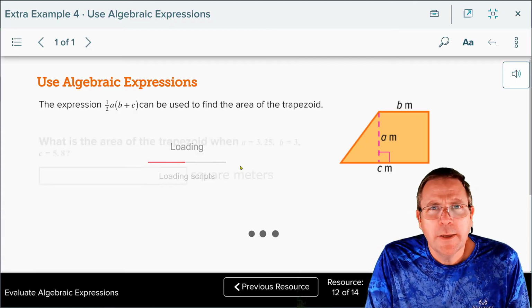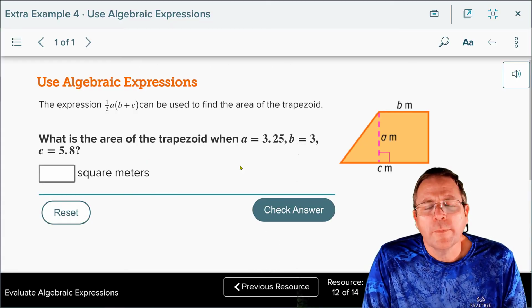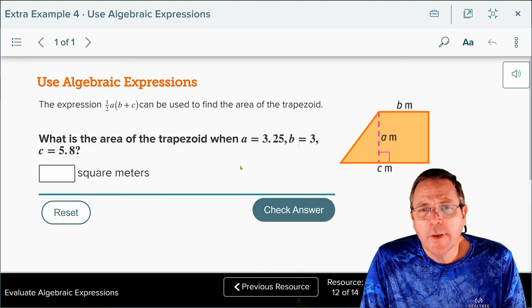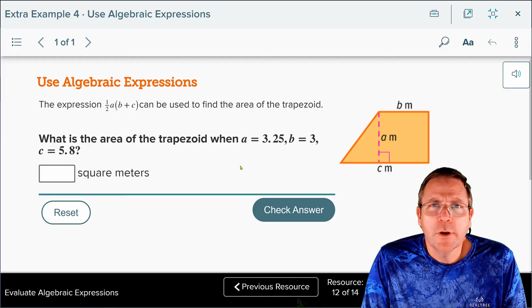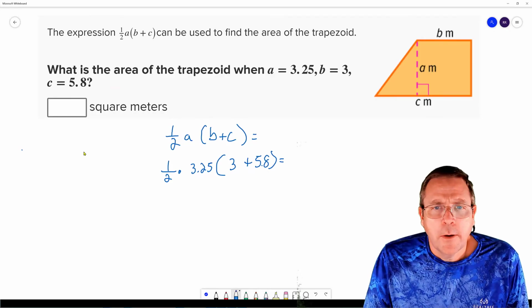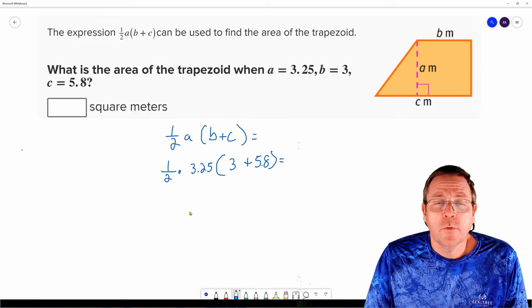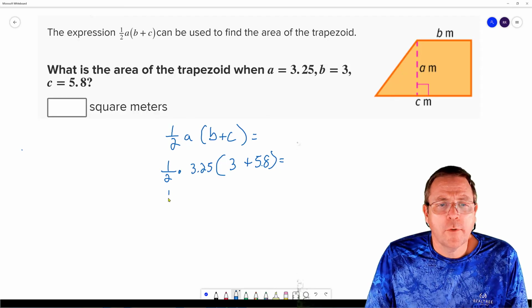And that is going to be extra example number 4, the last problem we're doing in this lesson, where you are going to use the same exact formula and solve the problem with the values they gave you. Go ahead and work on it now. I went ahead and set up my problem. I wrote my formula just like I expect you to do it. I substituted values for my variables, and now I'm going to start working on my order of operations.